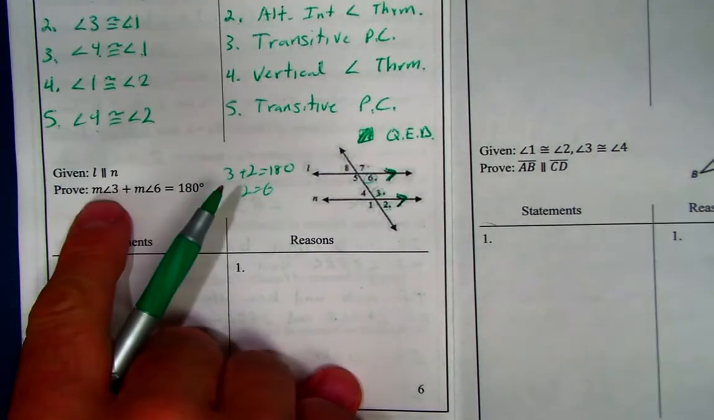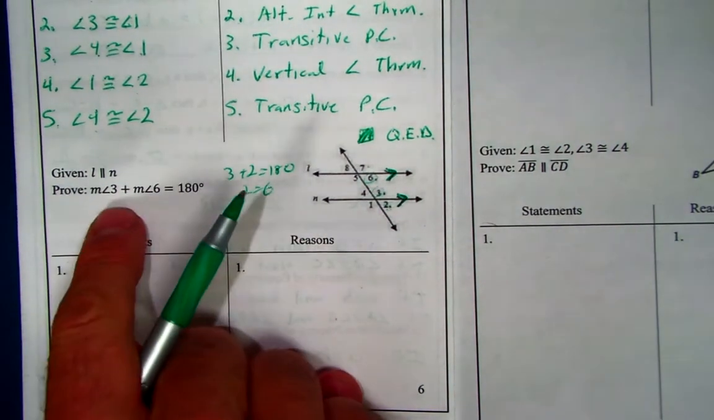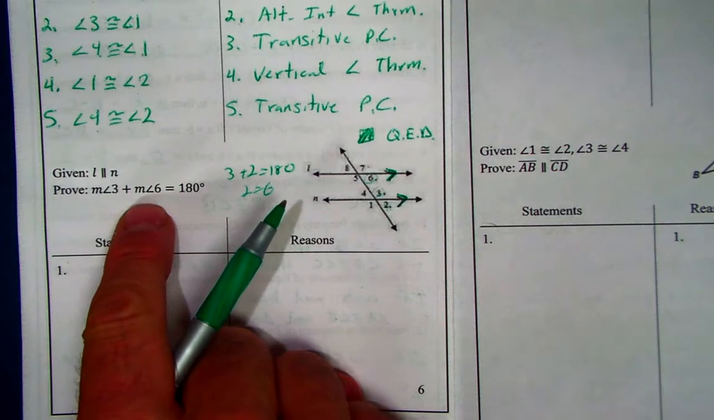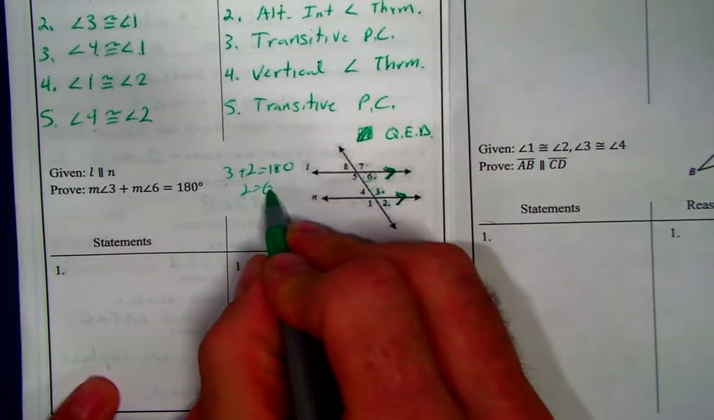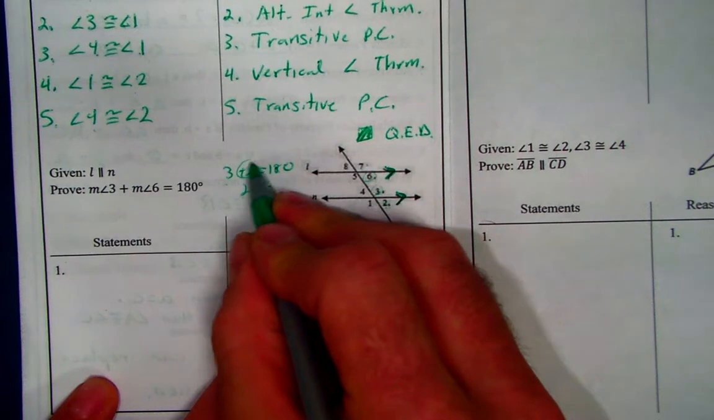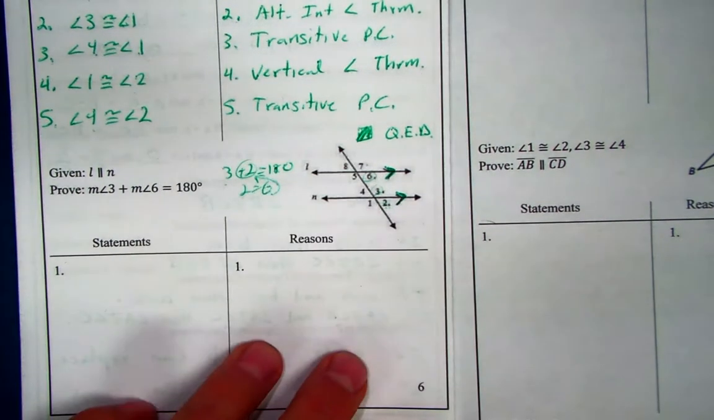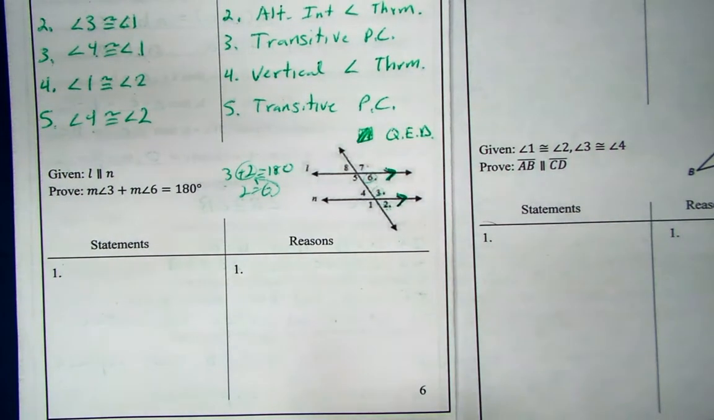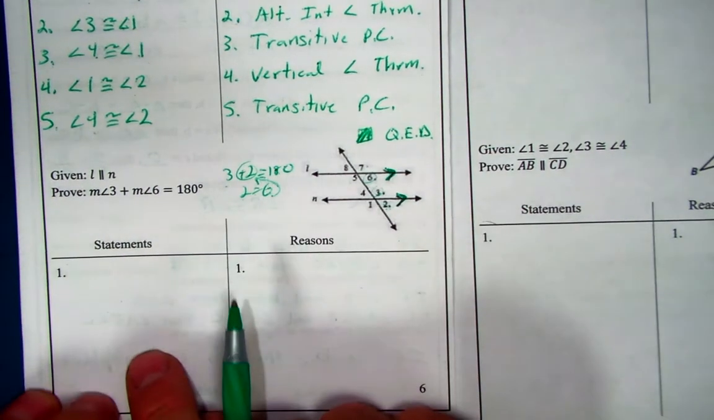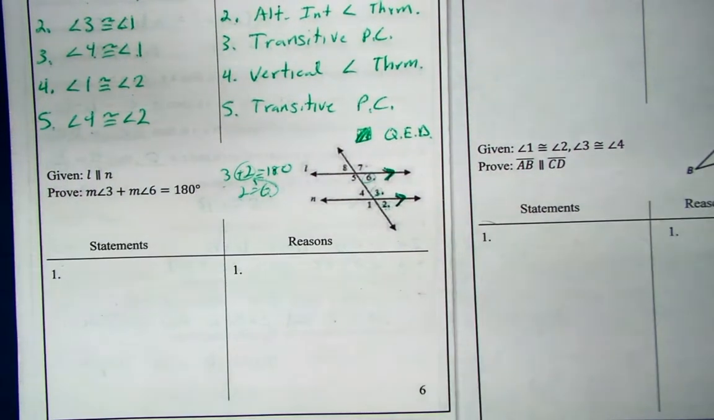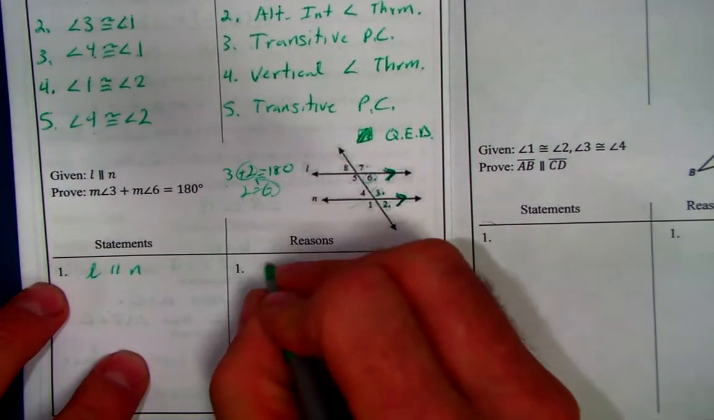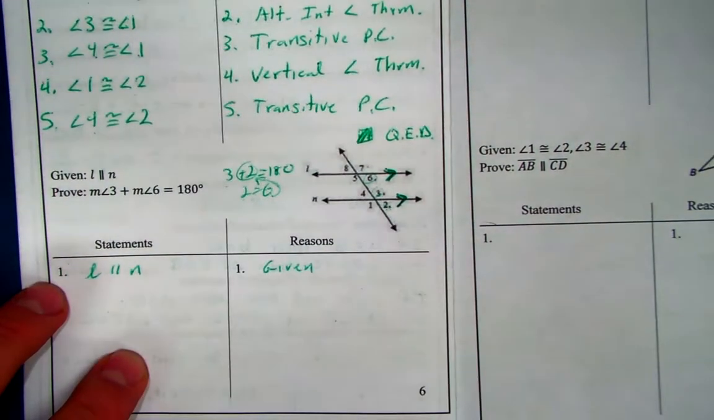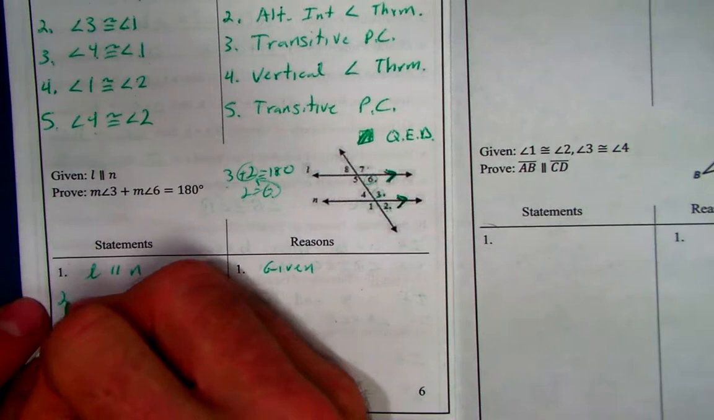Keep in mind, we're trying to show that 3 plus 6 equals 180, right? The measure of angle 3 plus the measure of angle 6. Well, this says 3 plus 2 is 180, and we know 2 and 6 are the same, so we can replace that 2 with a 6. Substitution. So there's the flow, the sequence that we're going to work through. We just need to formally write it out, starting with our given, L is parallel to N, and that's given. All right, statement 2.